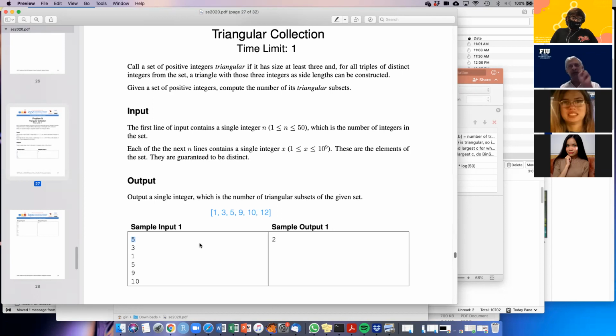So with 3 and 9, you get 3 different subsets. And then with 5 and 9, again, you'll get three more subsets. With 9 and 10, you will get 1 subset. You add all these numbers up, that's your answer. Did that make sense?